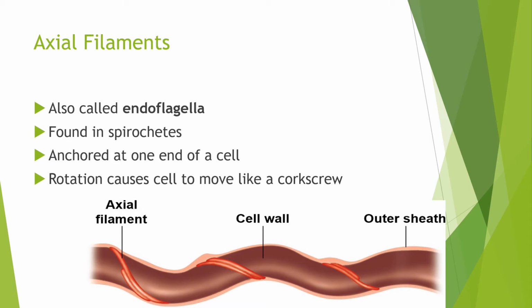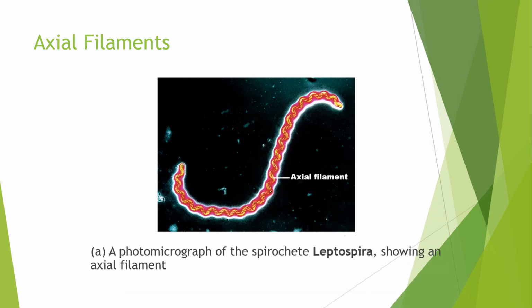Now, the endoflagella produce a movement similar to the way a corkscrew would move through a cork. So that's how the bacteria would move, because it has that axial filament. And that's just another image right here showing you the axial filament inside of the organism.